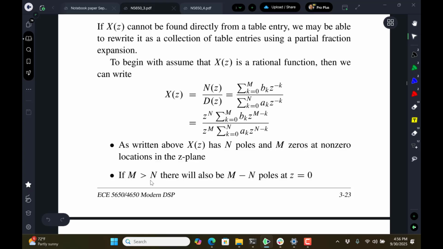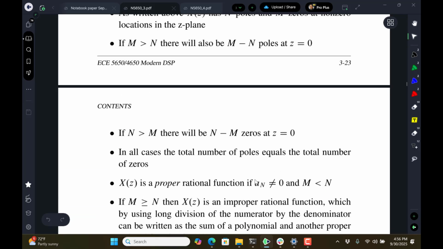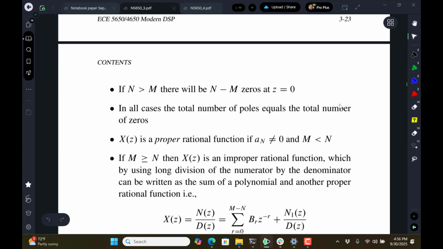If m is greater than n, there will be m minus n poles at z equal to 0, and if n is greater than m, then there'll be n minus m zeros at z equal to 0. In all cases, though, this is true.